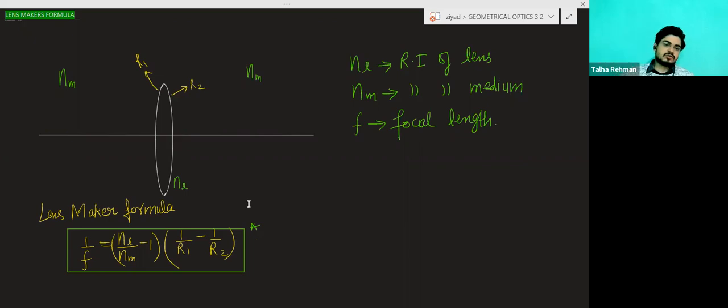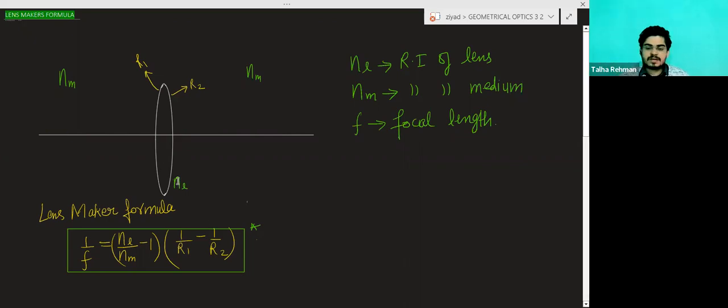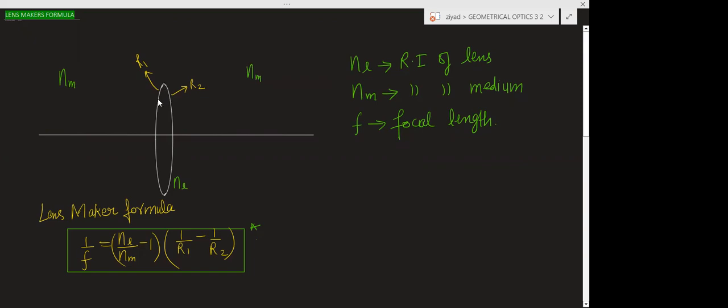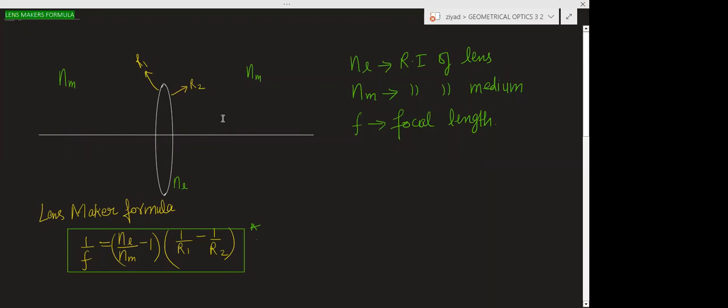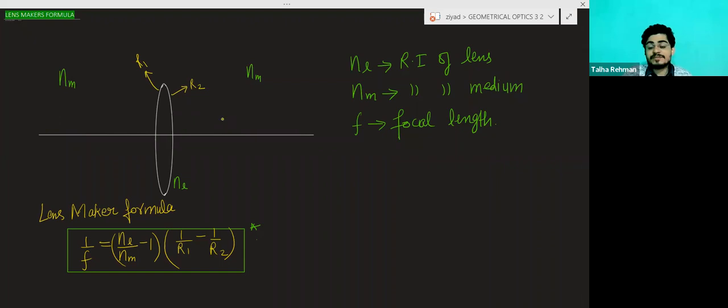So suppose this lens has the refractive index of NL, and surrounding the lens there is a medium having the refractive index of N suffix M. And R1 and R2 are the radii of curvature of the surfaces of the lens. And F is the focal length of this lens. So R1 and R2 are radii of curvature.